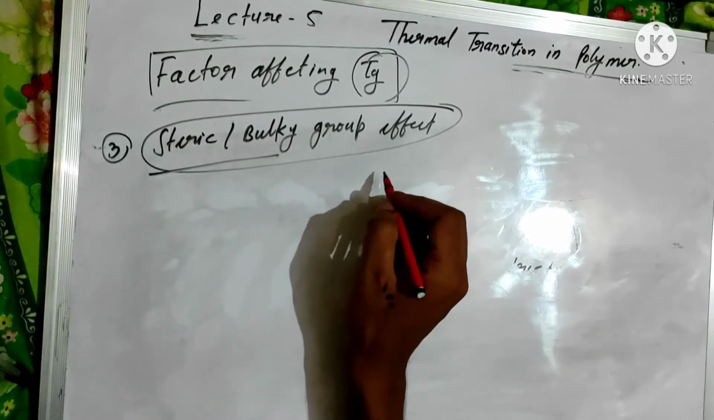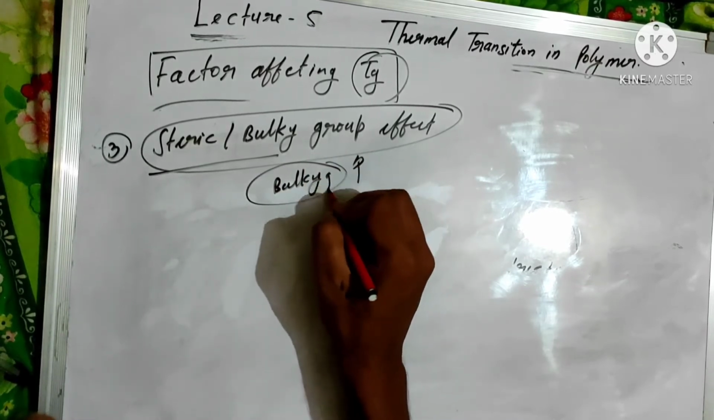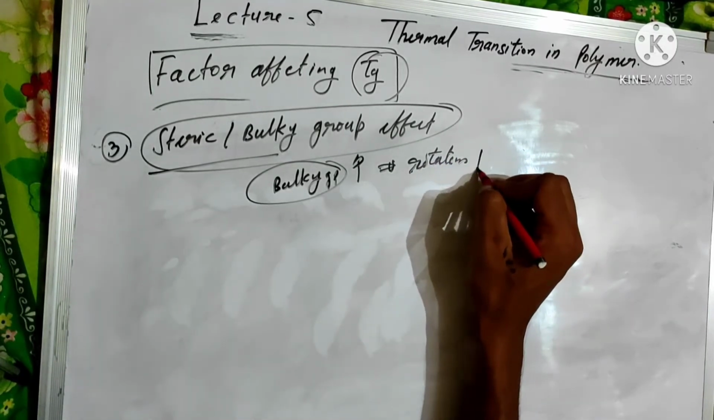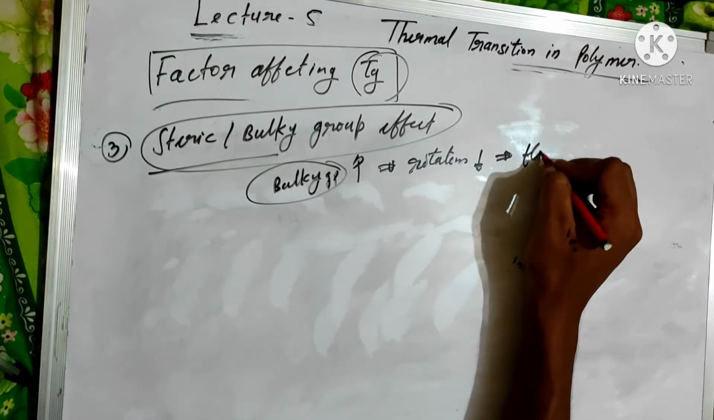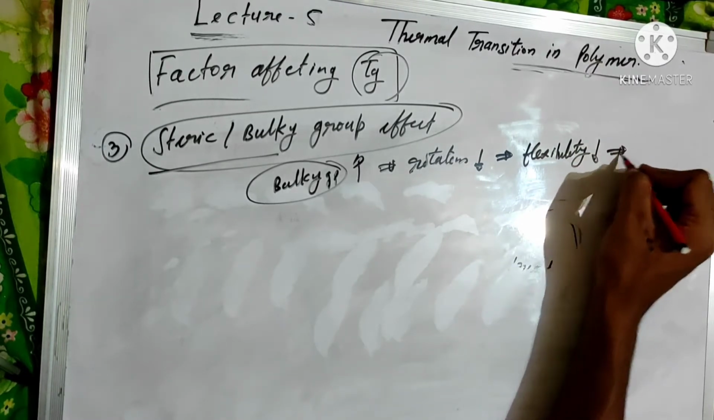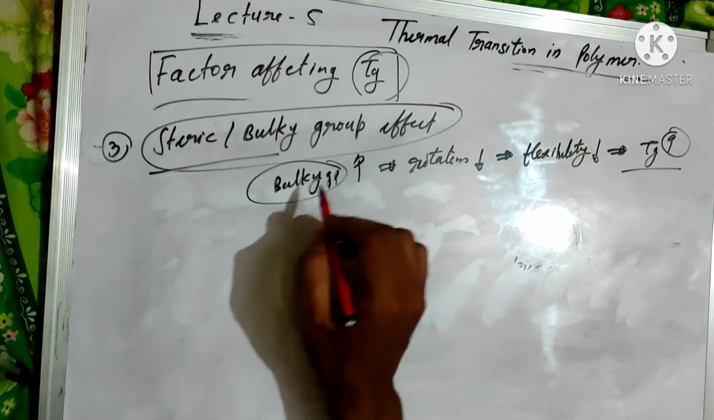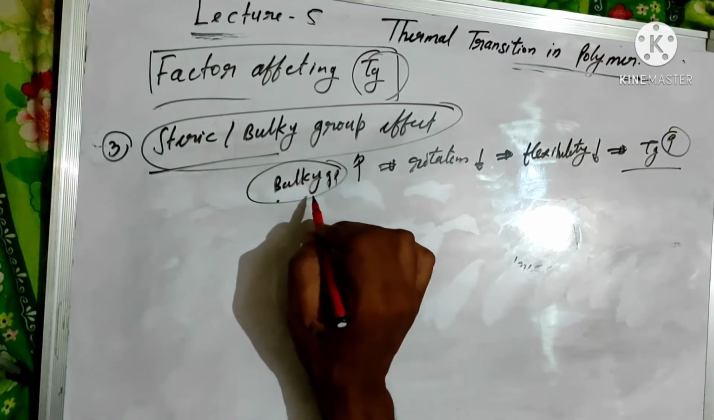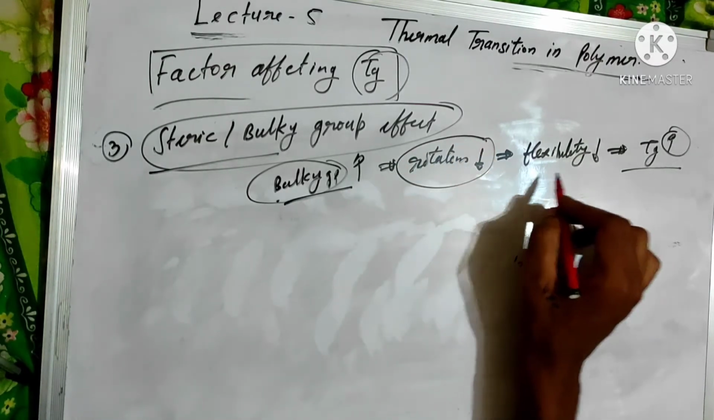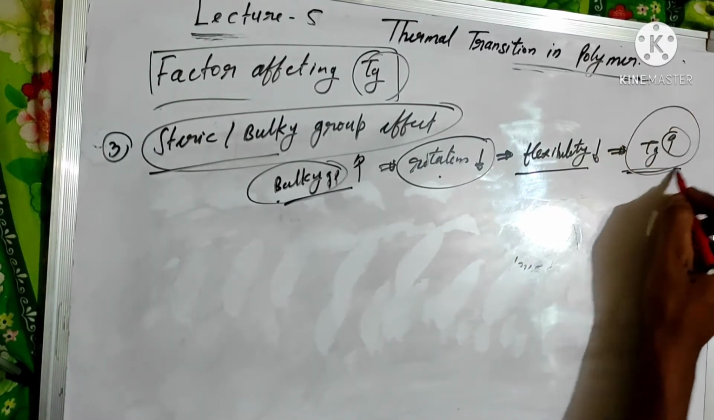Third is steric or bulky group effect. When increasing the size of the bulky group, the rotation of the backbone is restricted. That means the rotation decreases. That's why the flexibility of the polymer is reduced. So the glass transition temperature of the polymer increases. Remember this. In the steric or bulky group effect, the bulky group restricts the rotation. That means rotation will decrease. And due to the restriction in the rotation, the flexibility of the polymer decreases. So the glass transition temperature of the polymer increases.